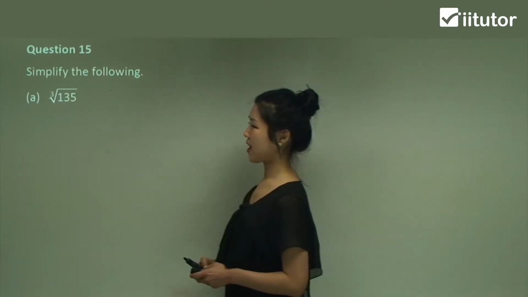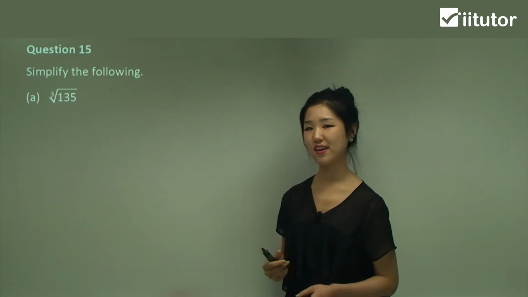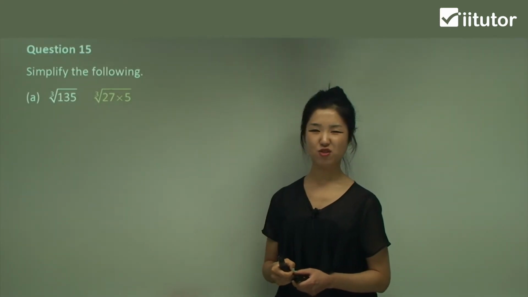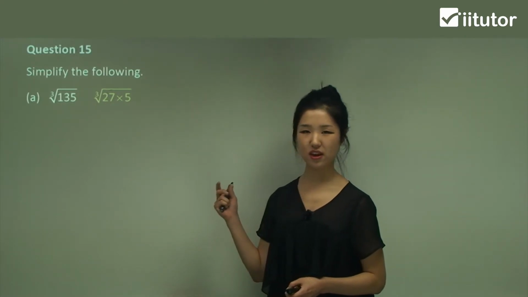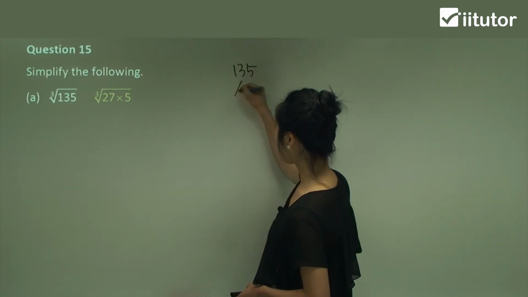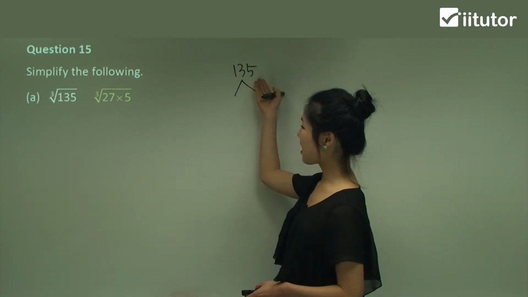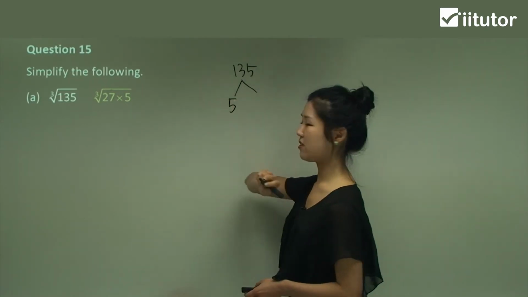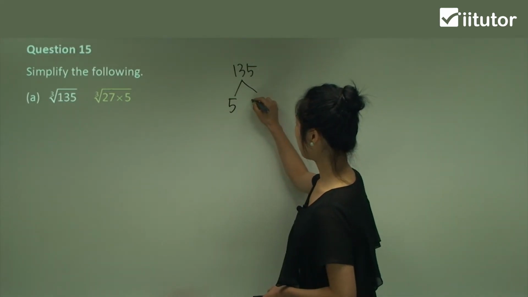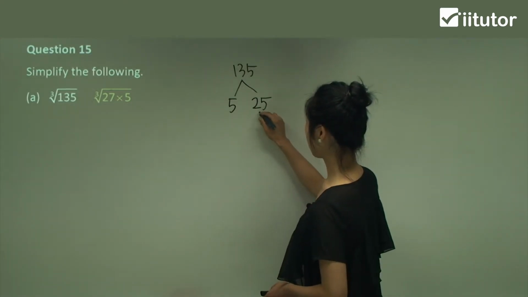15, simplify. Okay, cube root of 135. So we have to look for powers of 3, don't we? 135 is 27 times 5. Now guys, if you can't really tell straight away, again, you can use the tree method. So have a look, 135. What prime factor is 135 divisible by? Well, it ends in 5, so I know that it's going to be divisible by 5, isn't it? 135 divided by 5 is? It's going to be 25, isn't it?